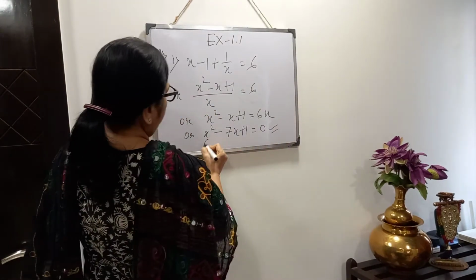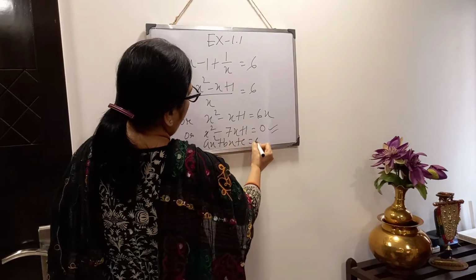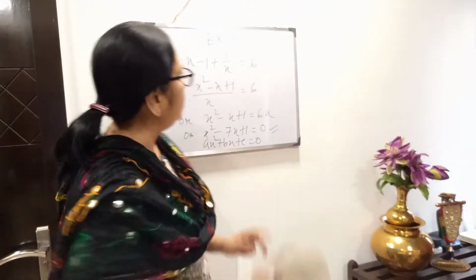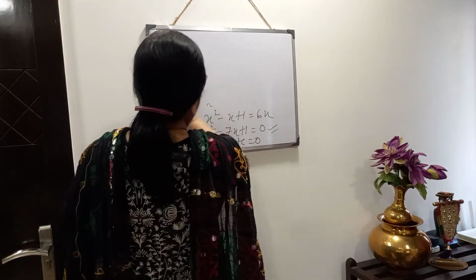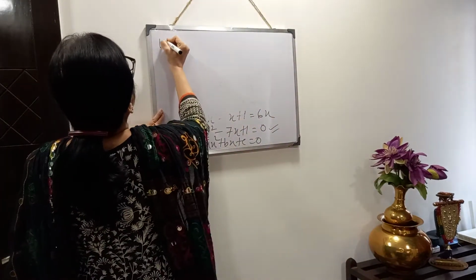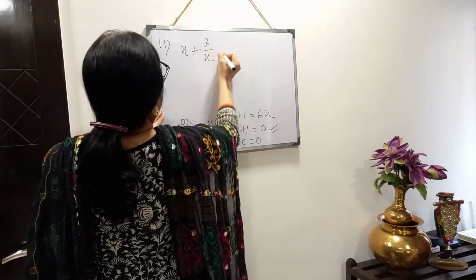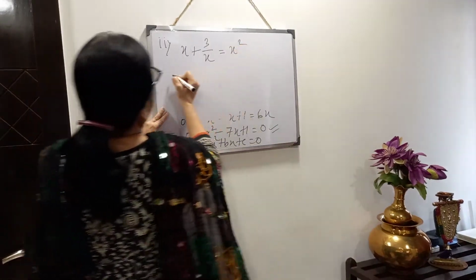Clear? What is the general form of quadratic equation? Ax square plus bx plus c equal to 0. So this is also in this form. Clear? Now next one. x plus 3 by x equals to x square. Again take the LCM.